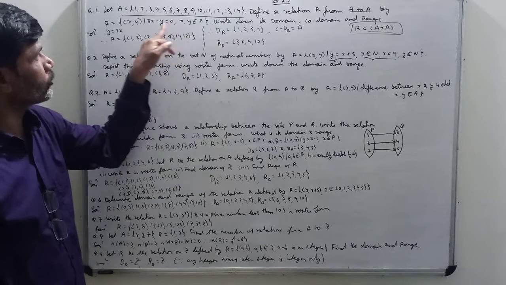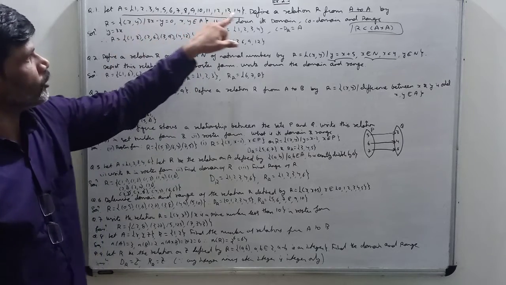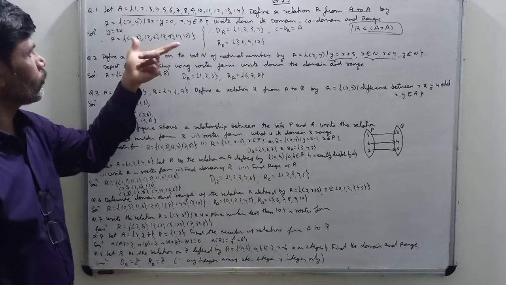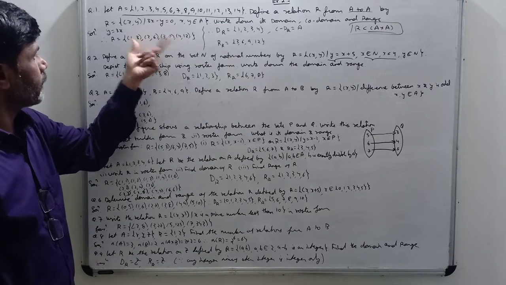Second element should also belong to A. But 15 is not present in A. So these are the elements of R.